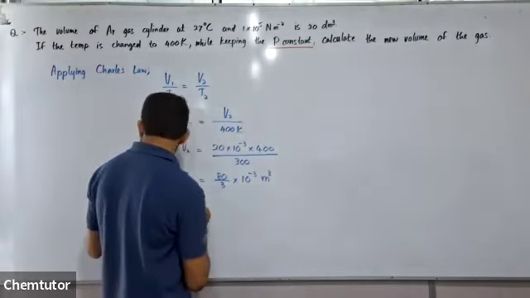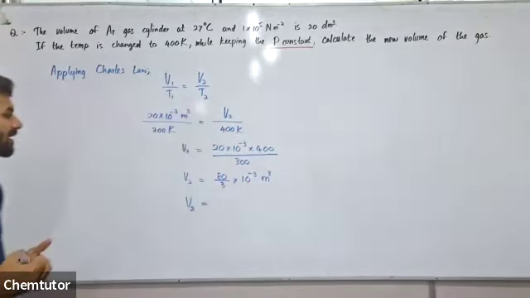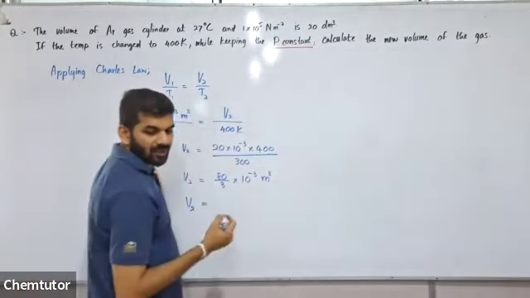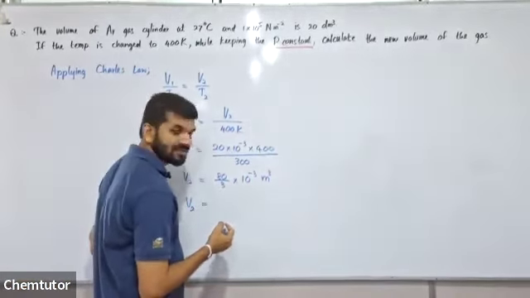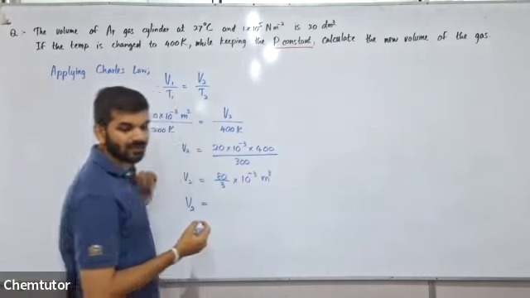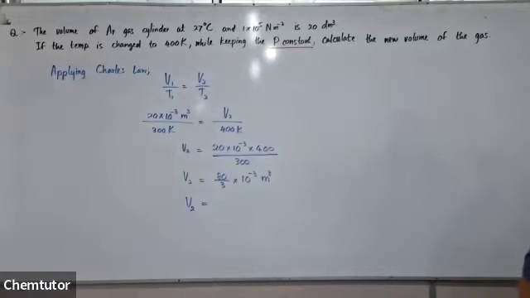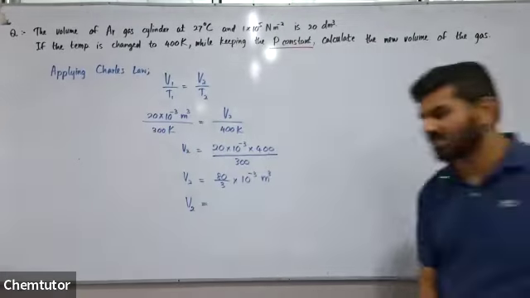So V2 will be 80 divided by 3, into 10 to the power minus 3 cubic meters. 80 divided by 3 is, sorry, 26.6. Yeah, the answer will be 26.6.